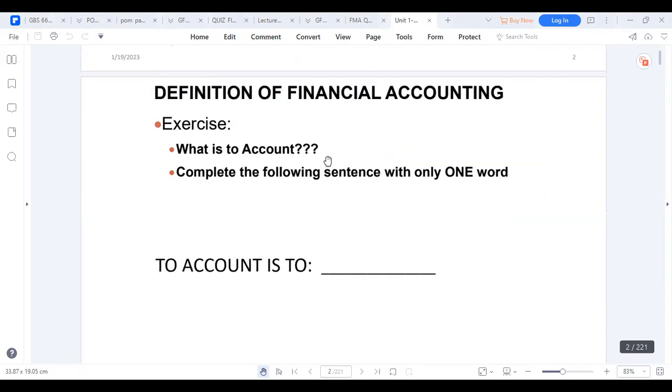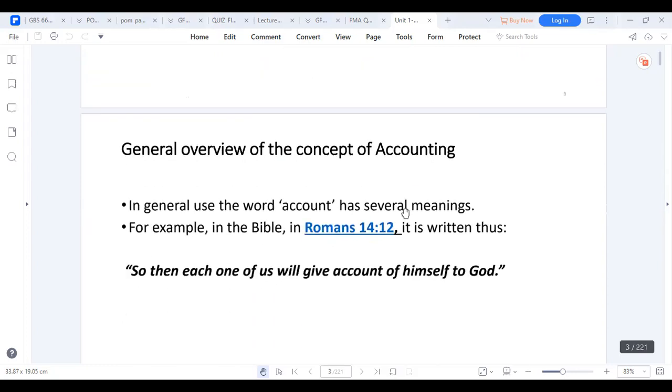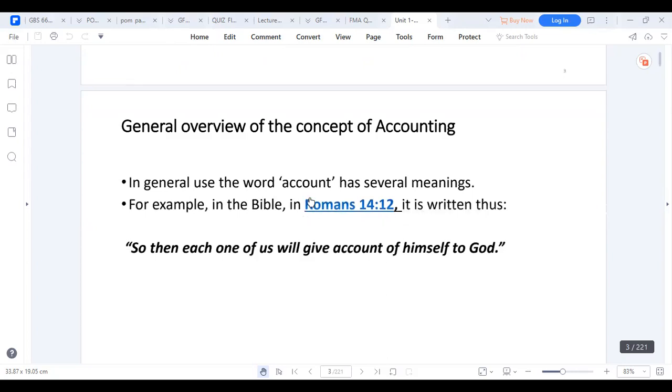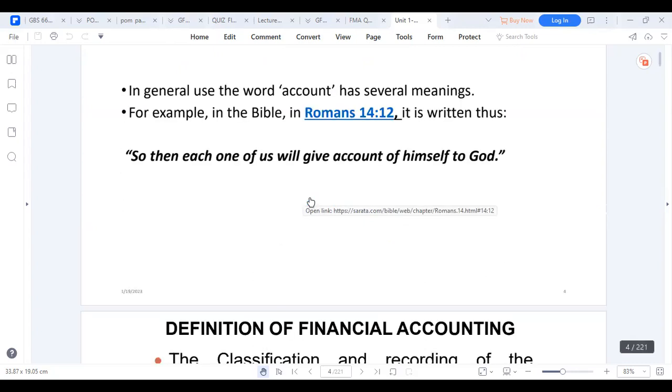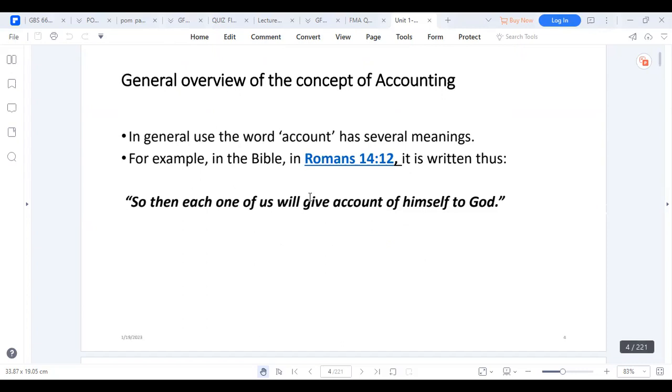So to account basically emanates from the biblical term to have a report of, an account of. So basically to account is simply to do what? To take account, to set a record, to give an overview. And because of that, we can safely say financial accounting emanates from the Bible. Each one of us has to give an account of how we lived our lives.